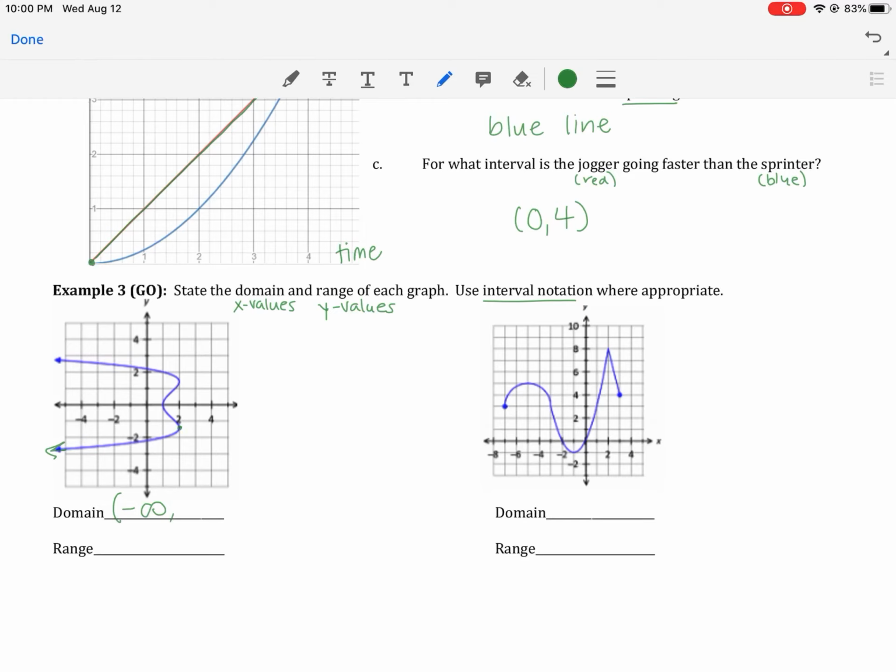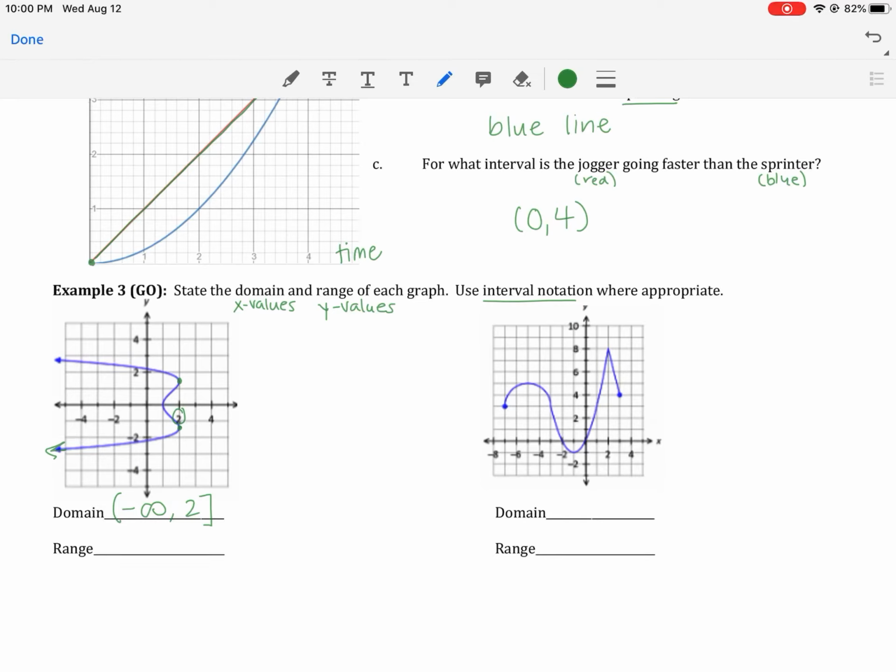And then I look at the right. The furthest points to the right are these 2 here, and they have an x value of 2. So it ends at 2. Because it looks like it touches at that point, we usually use the square bracket to indicate that we include it, whereas the parenthesis means that we don't include that point.